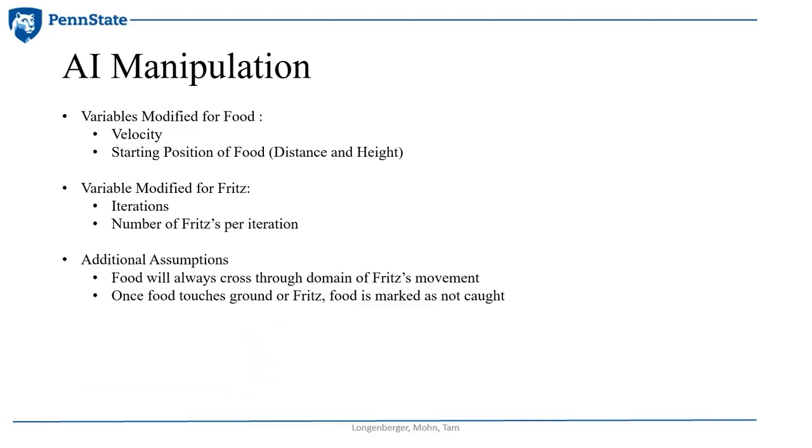After we had our basic model, we started modifying variables. For the food, we changed the throw velocity and initial position so that the dogs didn't get used to a single throw. For the dogs, we changed how many iterations they were given to learn and how many dogs existed in one iteration. For simplicity, we also ensured that the food would be catchable so that Fritz wouldn't be punished for a bad throw. And finally, we said that once the food landed on the ground, the dog was not allowed to pick it up, so it failed that throw.